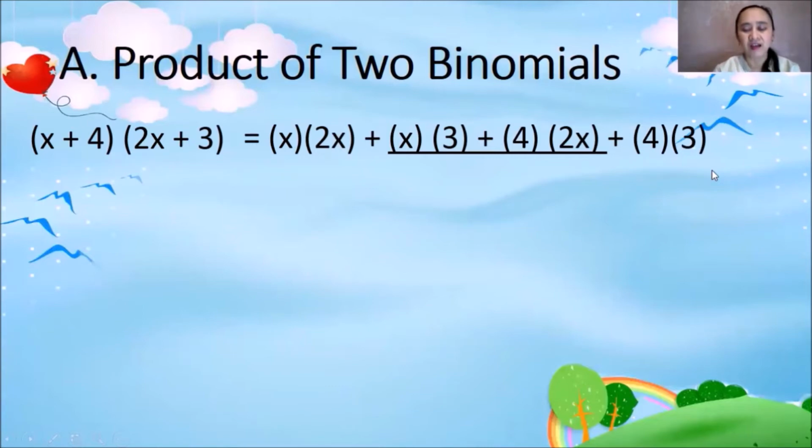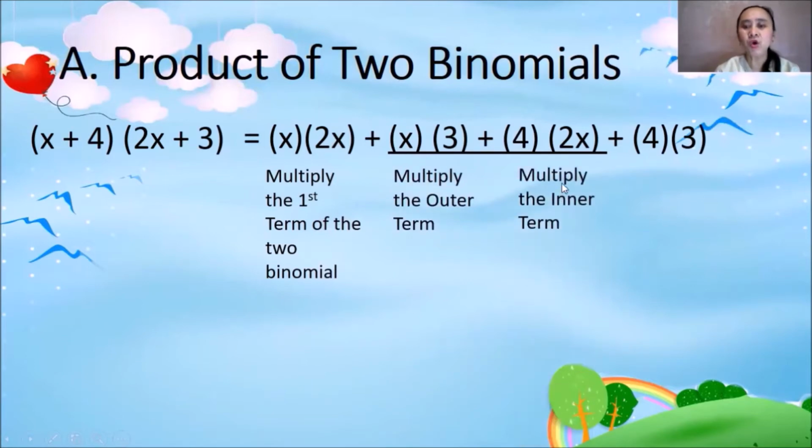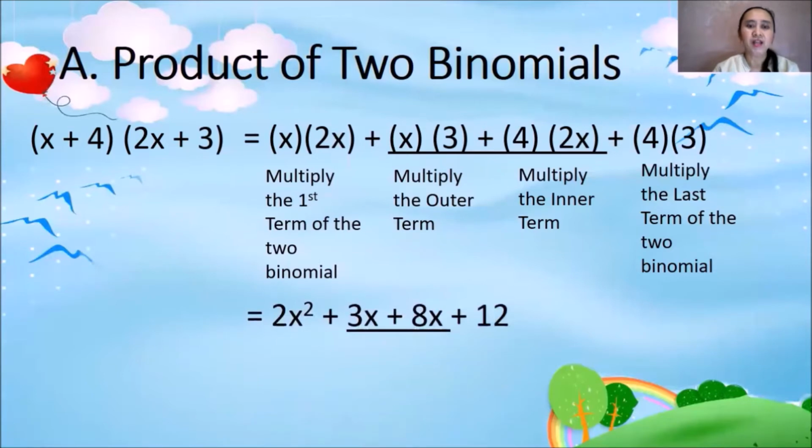Then, simplify our answer. So, itong x and 2x is multiply the first term of the two binomial. Ang x at 3 are the multiply the outer term, multiply the inner term, and multiply the last term of the two binomial. This is the procedure how to solve the two binomials. Use the FOIL method.